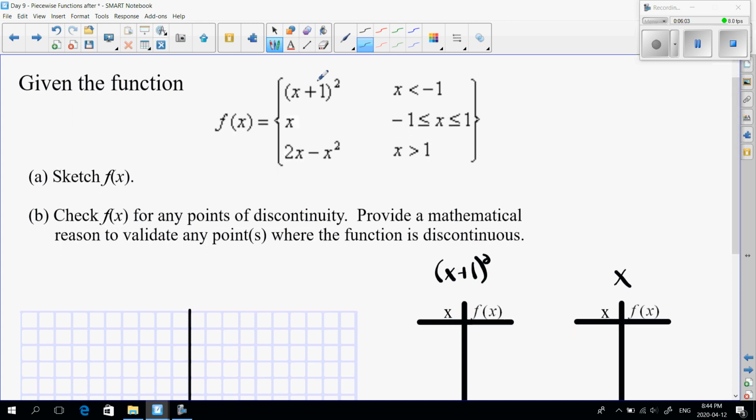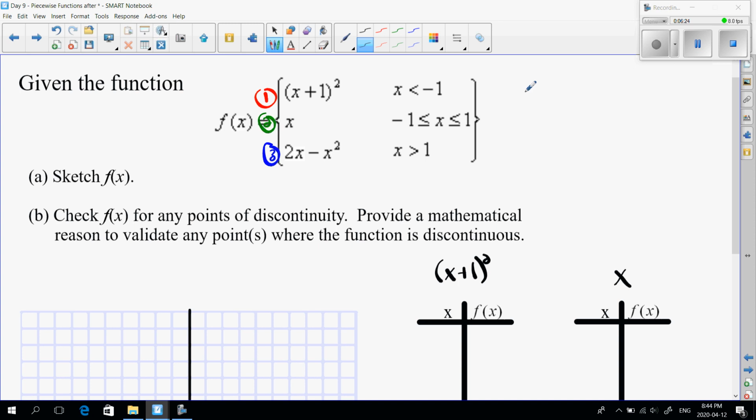All right, this function has 1, 2, 3 pieces. The first piece of the function follows the equation (x + 1)^2. That is for x values that are less than -1. So keep this in mind.